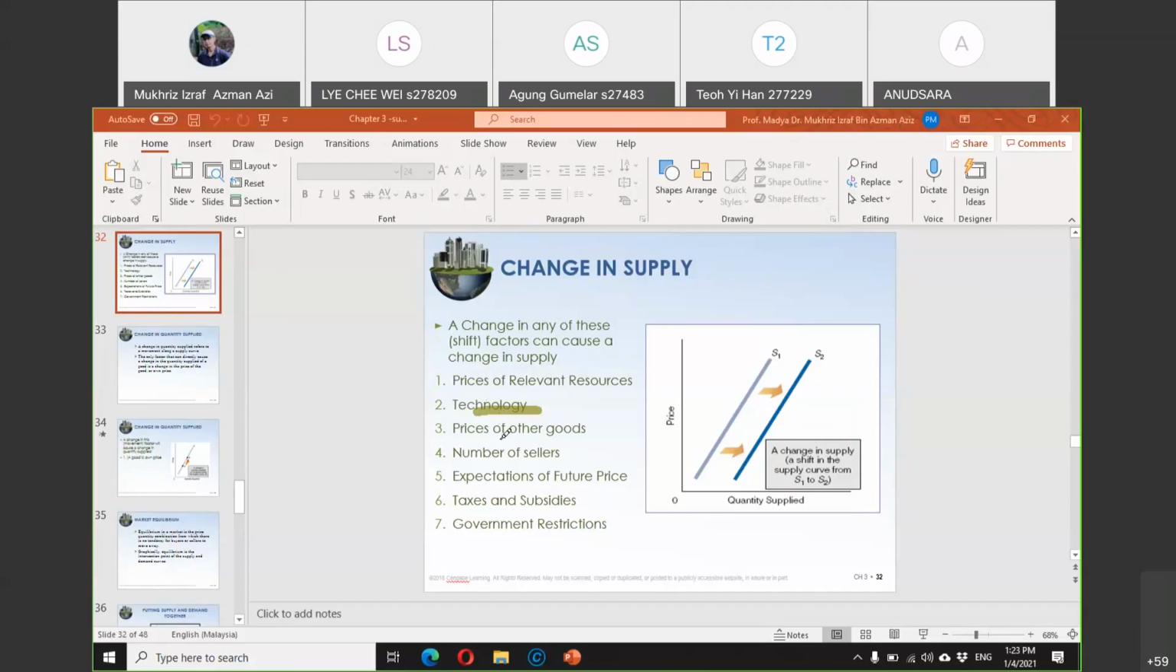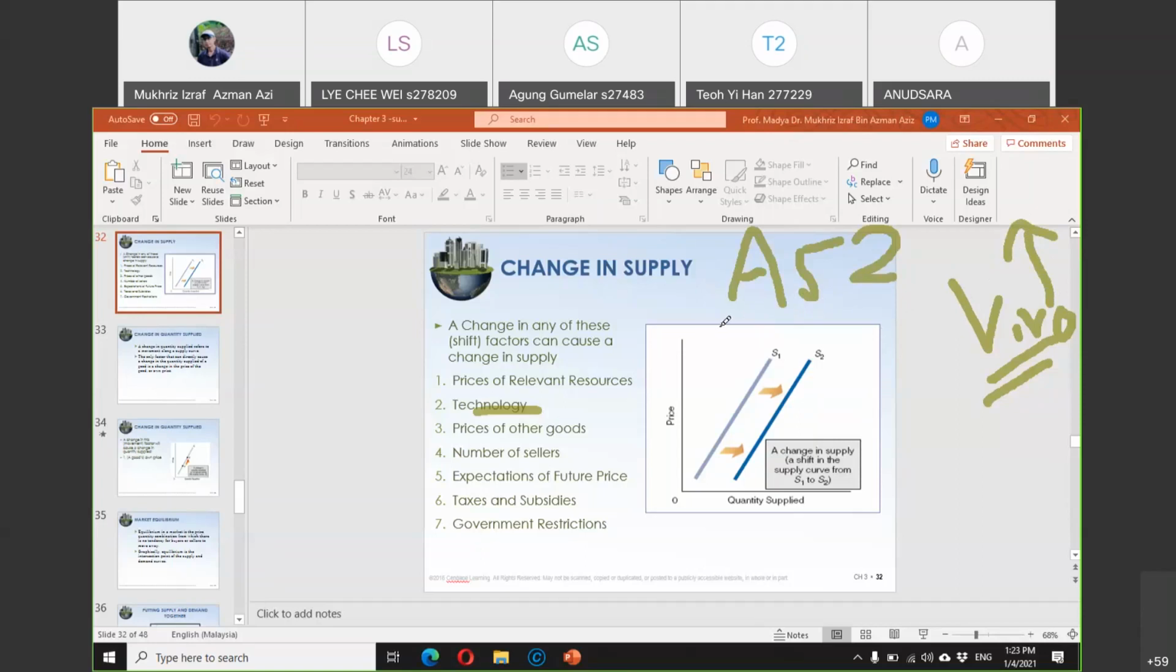Price of other goods. For example, the price of a substitute, the price of the competitors. If you're talking about the Samsung A52 just now, let's say the price of other goods is the model by Vivo. I'm just using the same example as last Monday. So if the price of Vivo goes up, what will happen to the supply of A52?